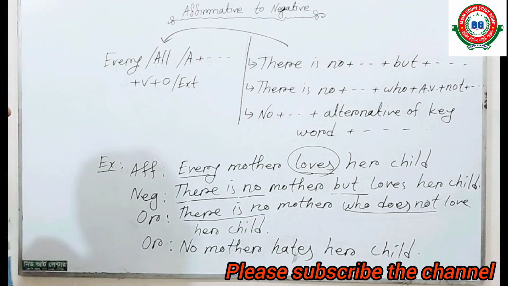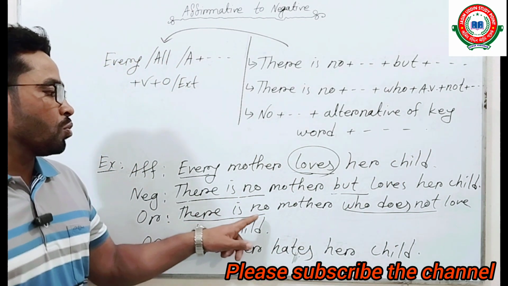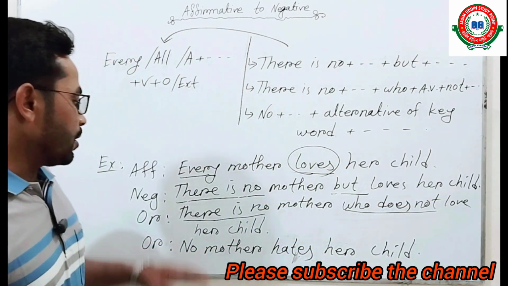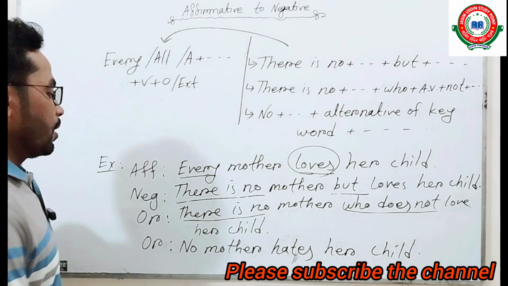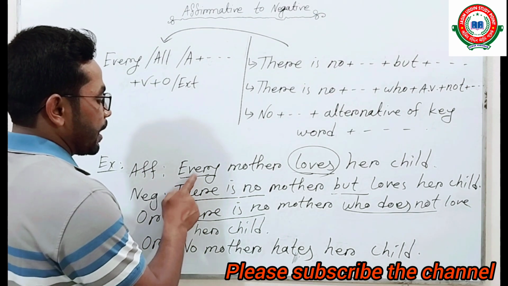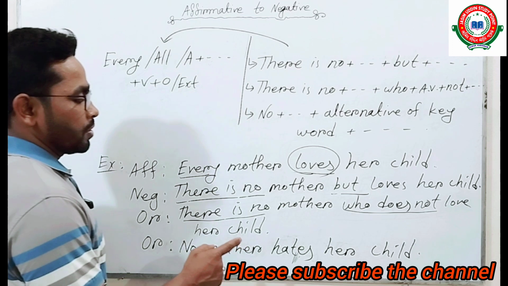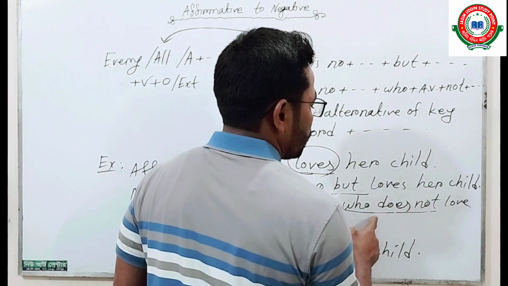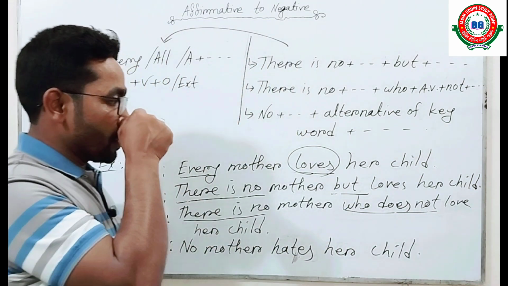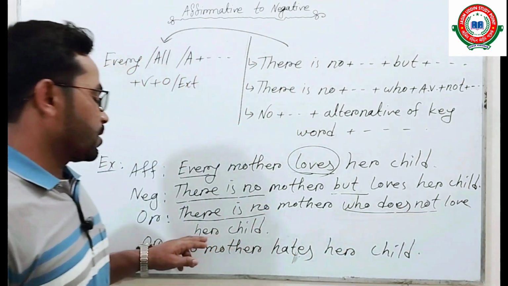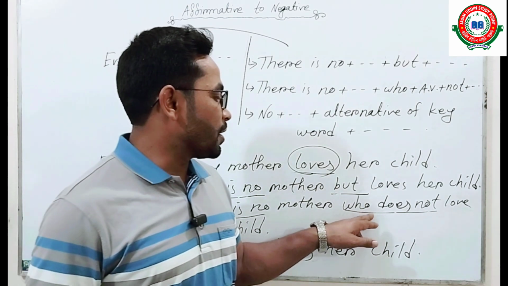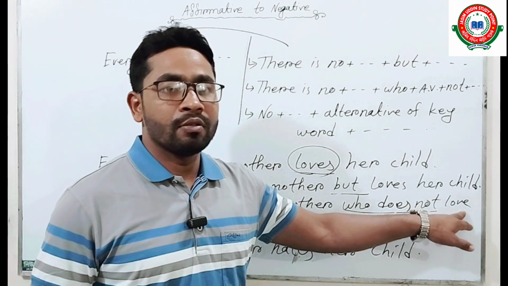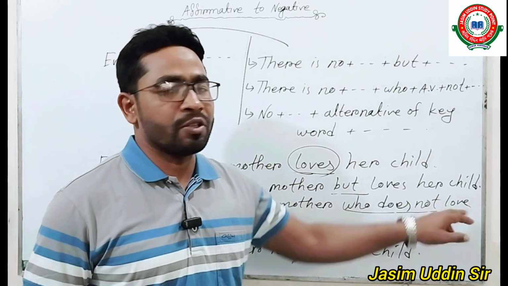That's enough. But without it, when the sentence takes there is no who, auxiliary not, or auxiliary verb plus not, or who does not, then you have to transfer the sentence into affirmative. You have to use every instead of there is no. After that, you have to use another word. After that, you have to remove who does not or who auxiliary verb plus not. Okay, and you have to take other words. If the sentence takes does, then you have to use s or es with the principal verb.